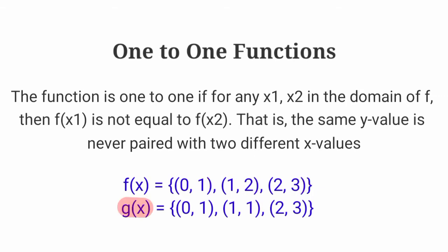Now, let us proceed to the next set, g of x. We have here the x values 0, 1, and 2. Since these are also unique, we can say that this set is also a set of a function. Now, as you can see in the y values, 1 was repeated twice, making this function not one-to-one.